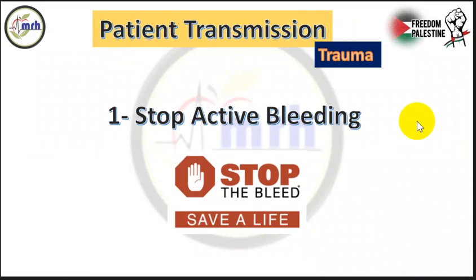All right. So the first step in transmission of a trauma patient is to stop bleeding. For example, I found the patient had an accident and he has active bleeding. I'm not searching in radiology before stopping the bleeding. The first step is to stop bleeding, and then I think about doing investigation. This is the first step.